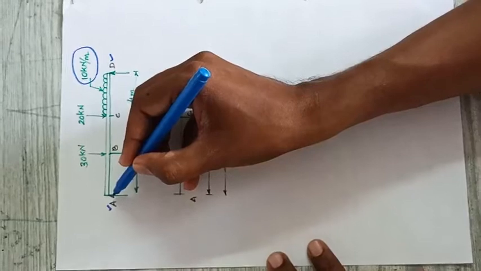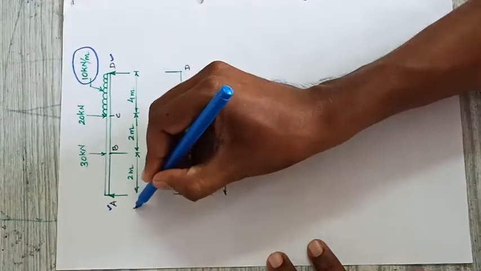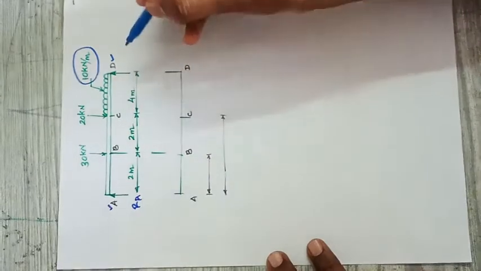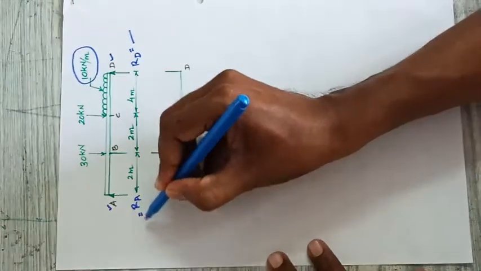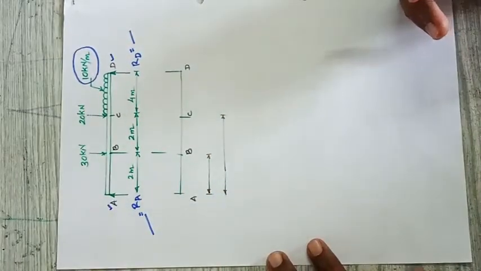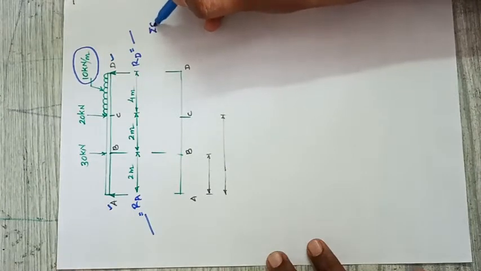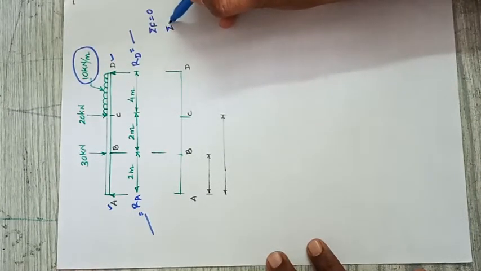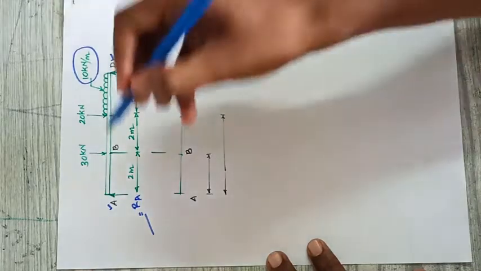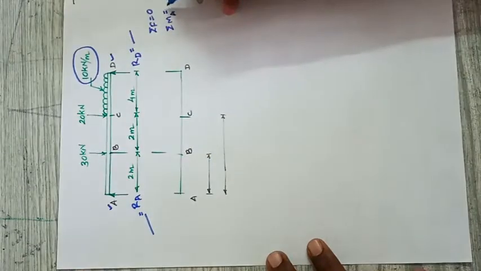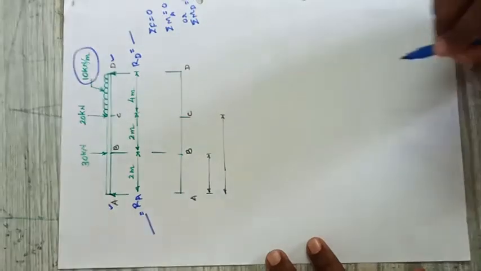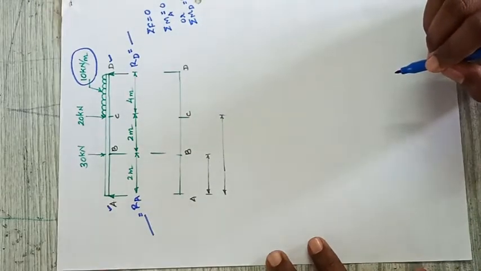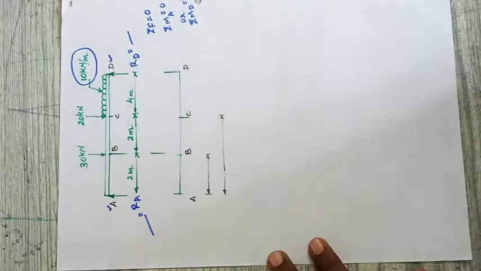It is supported at A as well as D, so we want RA, the reaction force at point A, and the reaction force at point D. There are 2 unknowns, so we need to use the summation of forces equal to 0, and the summation of moments about any point where it is supported, A or D. You can take A, which is equal to 0, or the summation of moments about D. The first thing is that we need to convert the UDL into a point load.